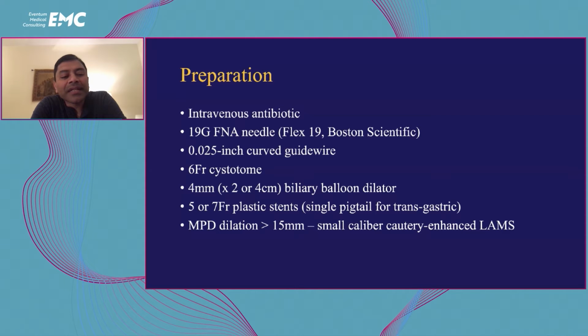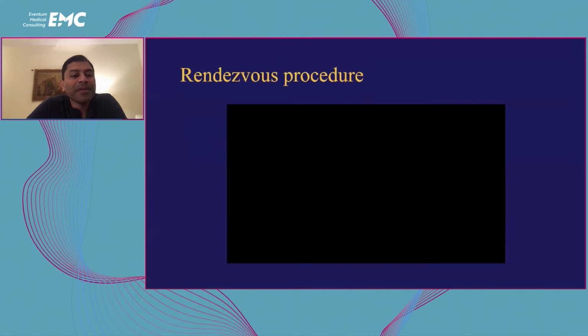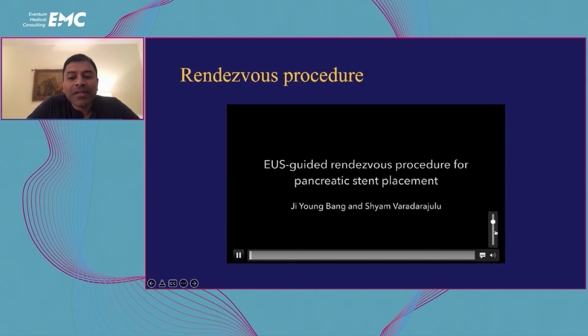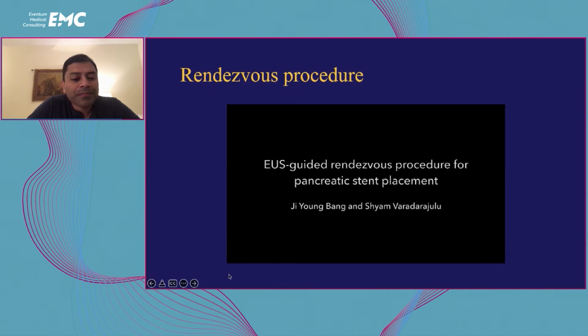When the main pancreatic duct is dilated to more than 15 millimeters, then you've got a lot of space in which you can act. In these patients, a small caliber lumen-opposing metal stent, particularly 6 or 8 millimeters, may be useful. I'm now going to demonstrate a video of a patient in whom the rendezvous technique was performed.